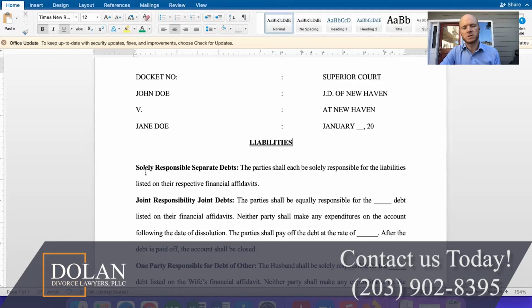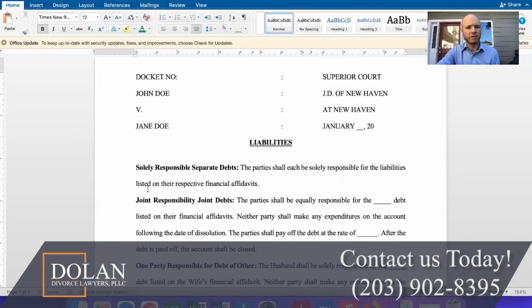So the first and most simple situation is where the parties keep their separate debts. In that scenario, you would say the parties shall each be solely responsible for the liabilities listed on their respective financial affidavits. That just means party number one is going to keep what they have, and party number two keeps what they have for debts.